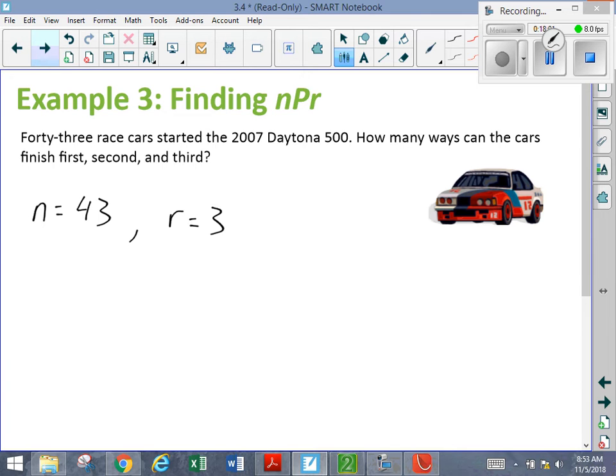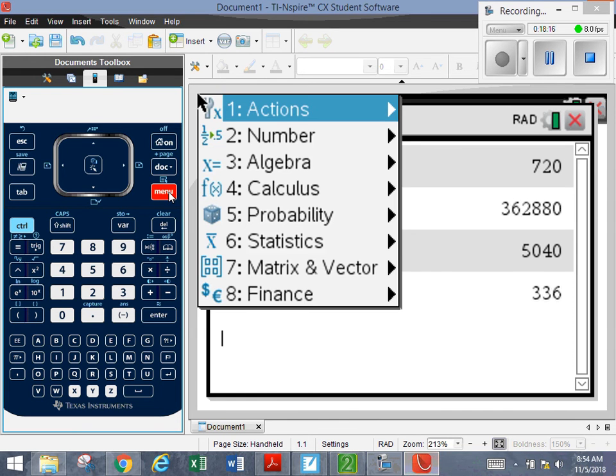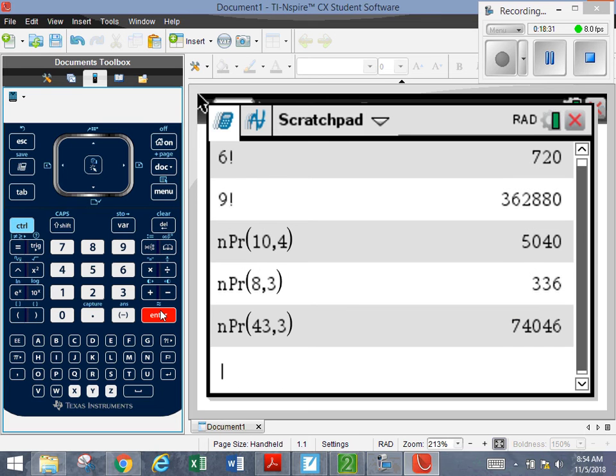And so then we'll put that in our handy dandy calculators. We'll get 43P3. Put that into your calculator. And I'm going to actually push the buttons this time. So I'm going to go menu, probability, permutations, and we're going to go 43, comma 3. So 74,046 different possible ways that we could have a first, second, and third.